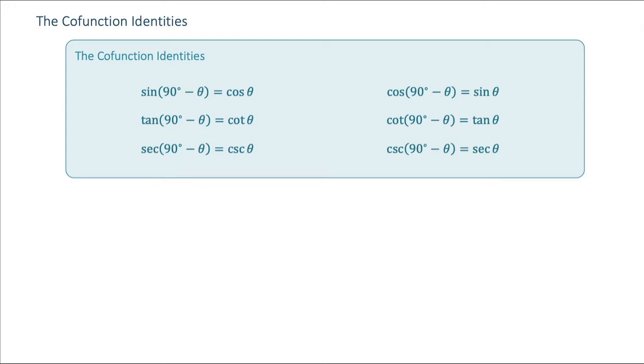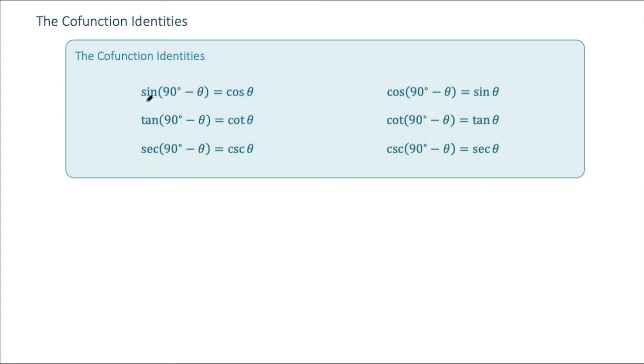The sum and difference identities actually lead us to what we call the cofunction identities. They're pretty powerful identities, and actually they make a whole lot of sense in multiple ways. First of all, I'm just going to point out why they're called cofunction identities.